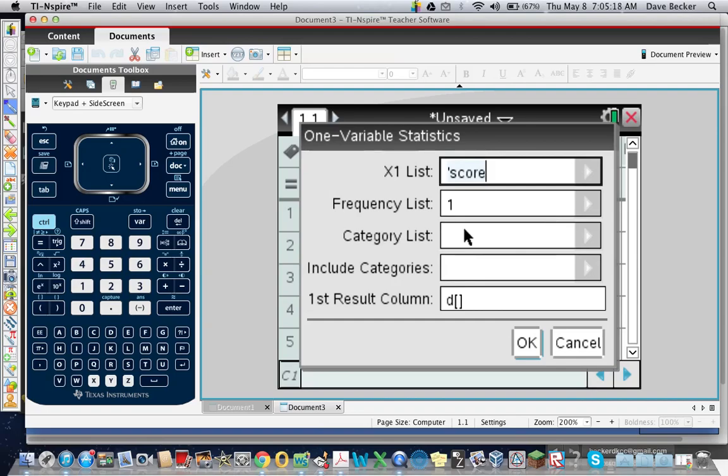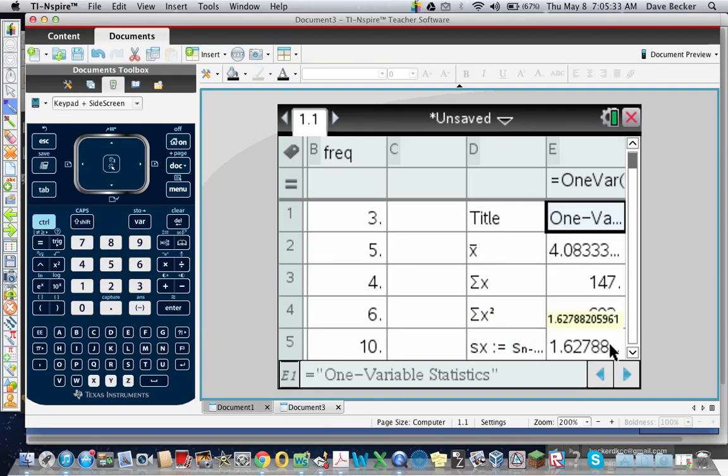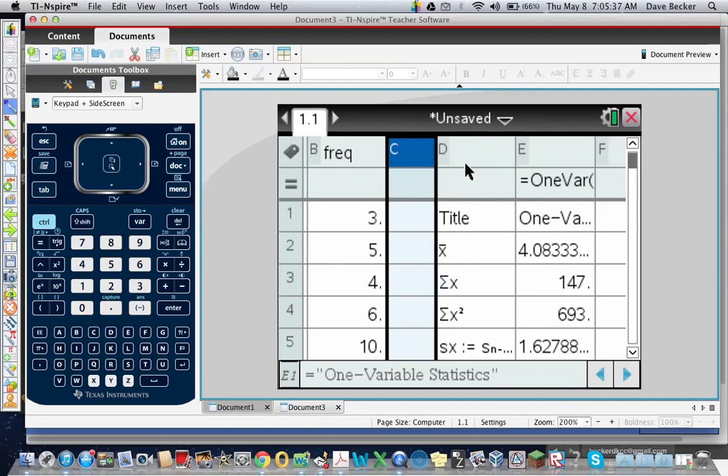Now, if you don't have a frequency, you're done. You just have to check your result column to make sure it's not going to go over your data. But we do have a frequency list, and I titled it frequency. Bam. Okay? And you're done. Let me move this over so I can see.